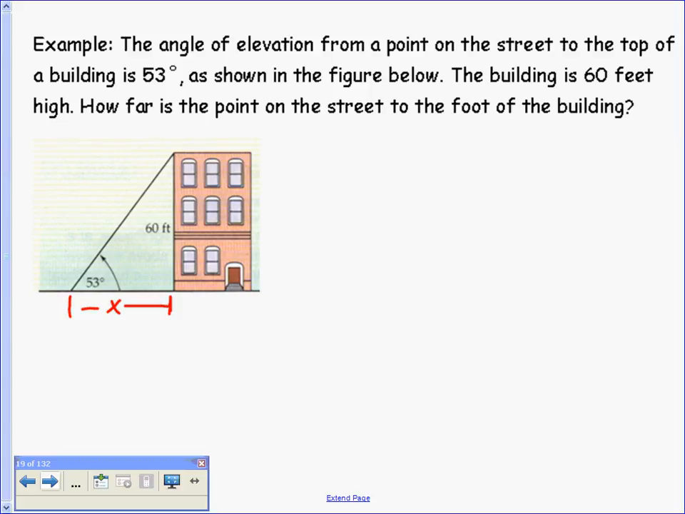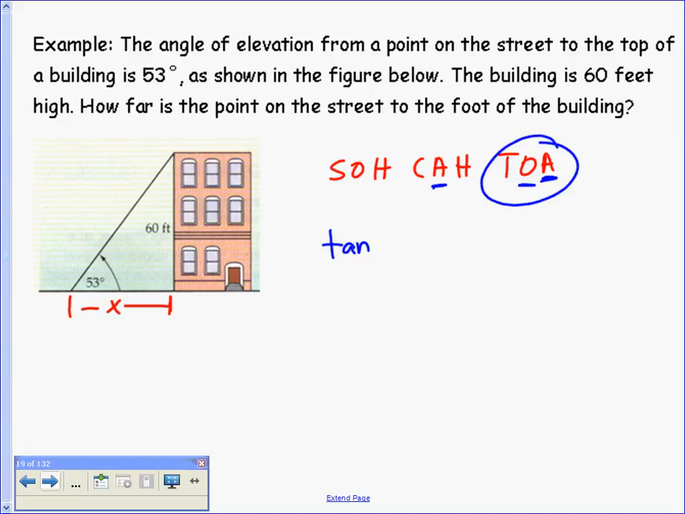So pretty quick here, we are looking for x, which in the relationship that x has with the 53 degrees is it's the adjacent. So we've got adjacent, and we also have the opposite. That means we're going to be using tangent. So I would say the tangent of my 53 degree angle is equal to my opposite, which is 60, over my adjacent, which is x.